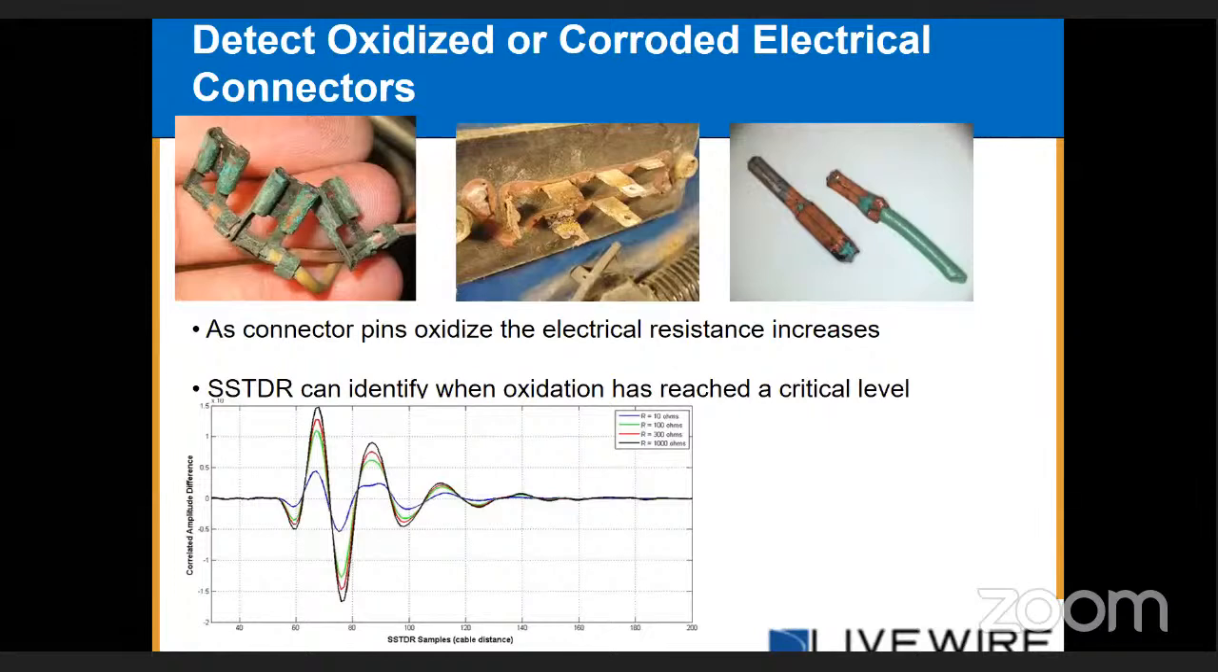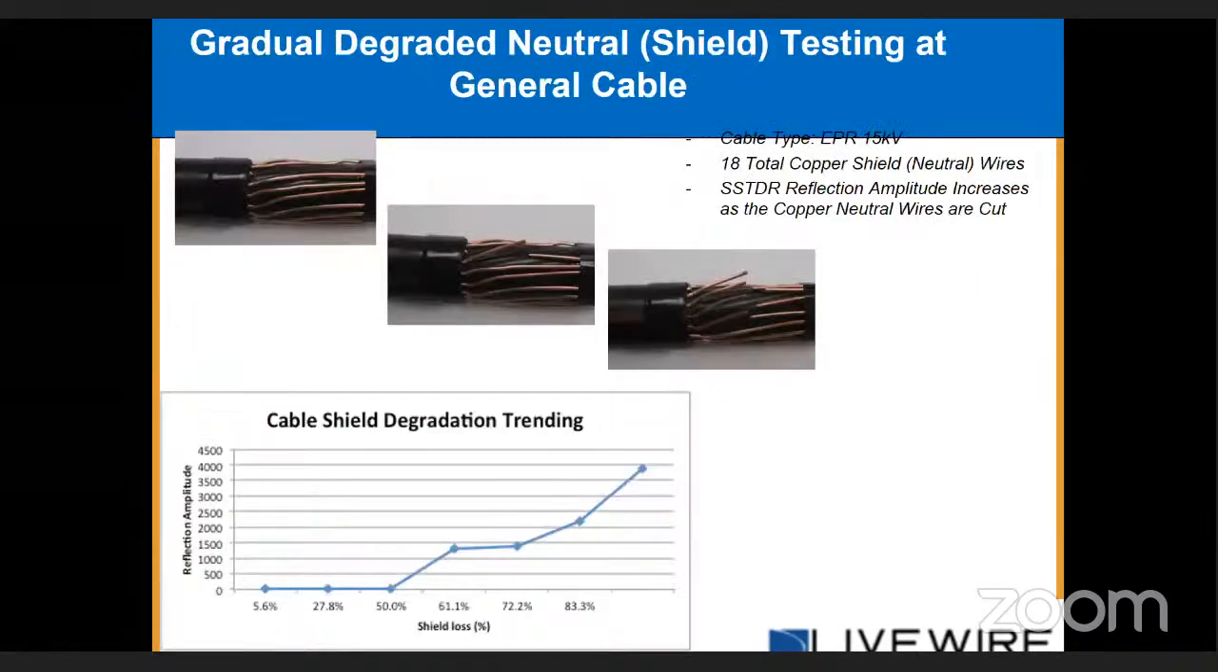So here's another example. In this case, we have a cable with a degrading shield. This is a braided shield that, for some reason or other, we would expect to be damaged on the outside of the shield. And this is showing you the magnitude of the reflection and how that is changing as we cut some of the strands of the shield. So whether it's the inside wire that's corroding or the outside shield that's being damaged, either way, we can recognize the impedance change from that wire.